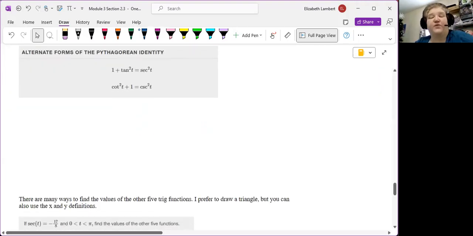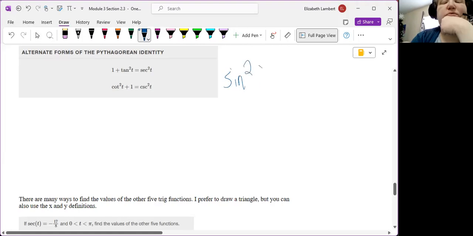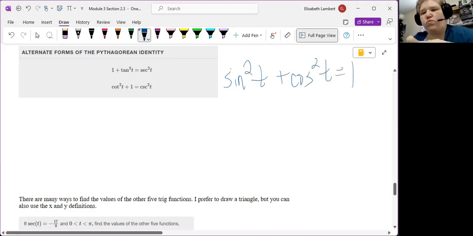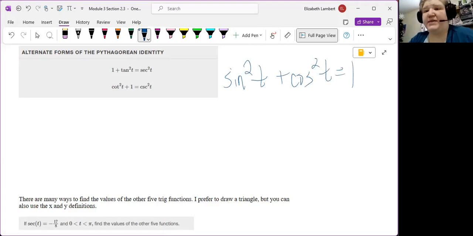And I'm getting those from being creative with the original. So I'm going to write the original here. So in your writing assignment, it asks you to take one of the alternate forms and show why it's equivalent to our sine squared plus cosine squared equals 1. So it's kind of like doing a trig proof. I'm going to let you guys think about it.